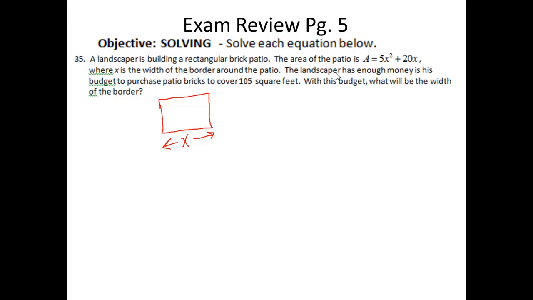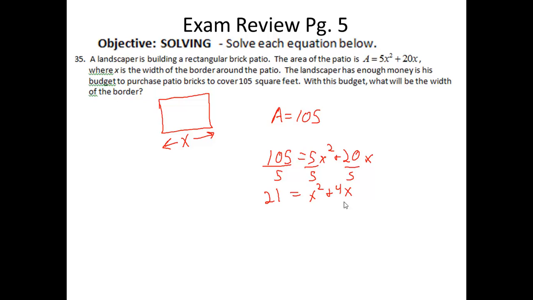So what we're doing is we're going to put in A is equal to 105. So we say 105 is equal to 5x squared plus 20x. Now the first thing I'm seeing is that everything here has a 5 in it. So I'm going to divide by 5 just so I can get simpler numbers. So 105 divided by 5 is 21 is equal to 5 divided by 5 is just going to be x squared. 20x divided by 5 is going to be 4x. And again, we can set that equal to 0 by subtracting 21 on both sides. So 0 is equal to x squared plus 4x minus 21.